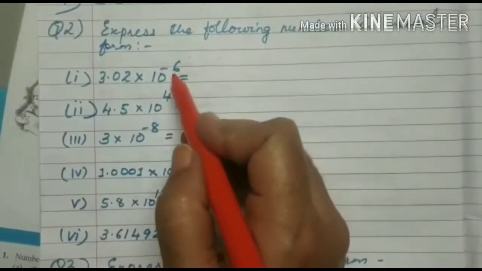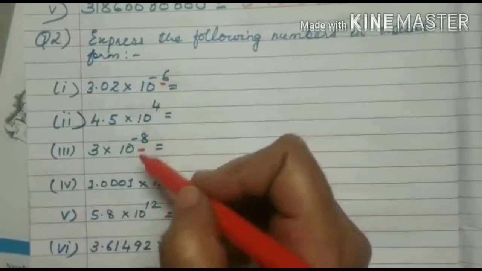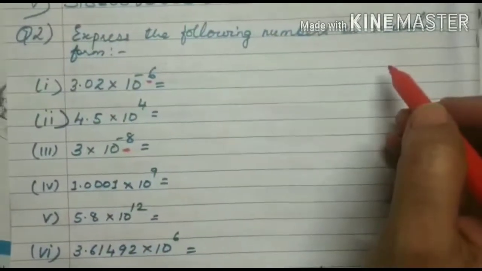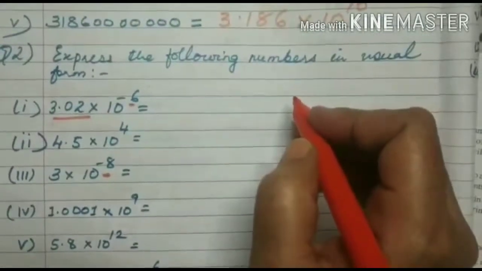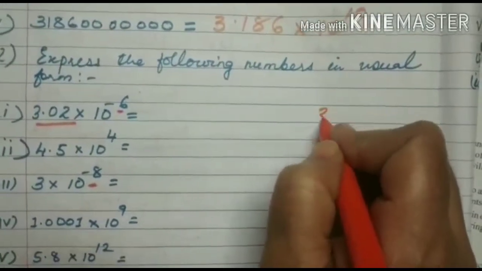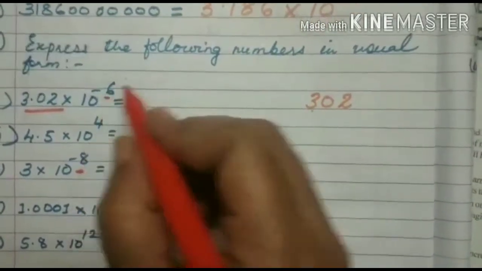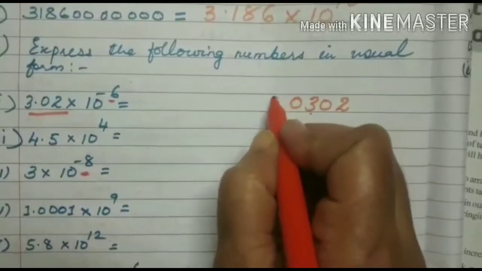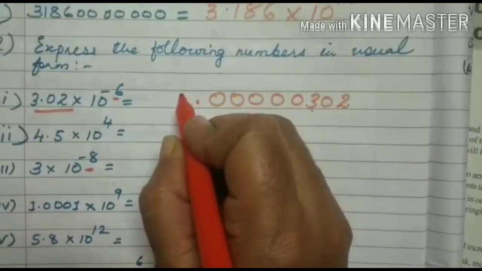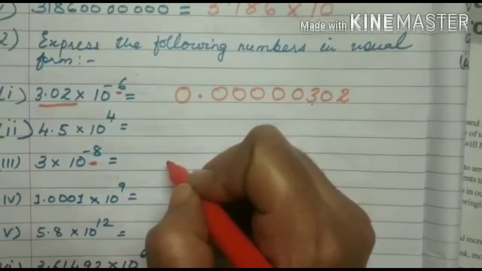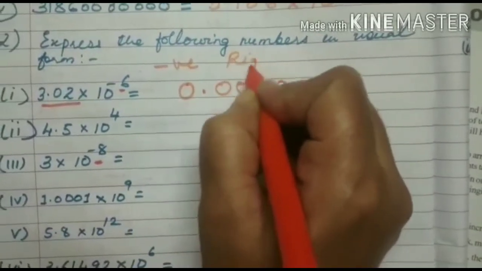Now here you can see the negative exponents. First we'll go for the negative exponents. For negative exponents we'll start from the right hand side and we'll move towards the left hand side. Whatever digits are written, first we'll write that without the decimal, that is 302. We'll begin from 3 and we'll count 6 digits. So 1, 2, 3, 4, 5, 6 and point, and before point we always write 0. So for negative exponents, we'll go from right to left.